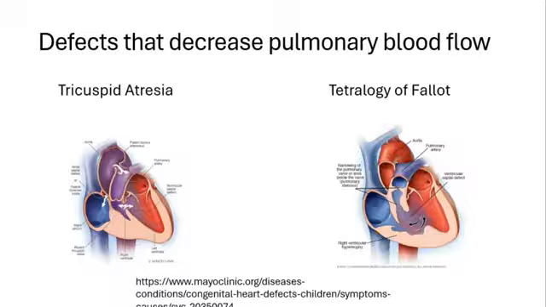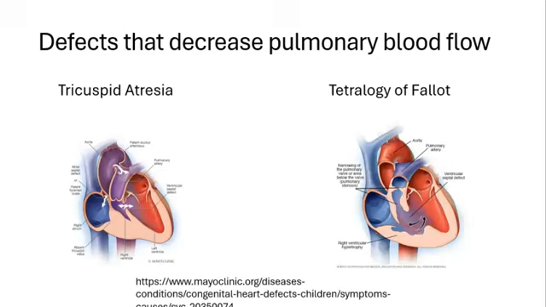Next up is tetralogy of Fallot. Think with tetra, think 4. So there's actually 4 problems going on here. We have ventricular septal defect. We have a hole between the septum of the ventricles. Pulmonary stenosis, which is thickening of that valve. Right ventricular hypertrophy, that buildup of that muscle there, as well as overriding aorta.